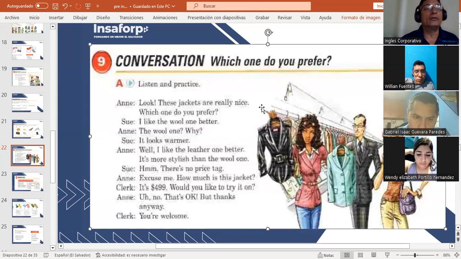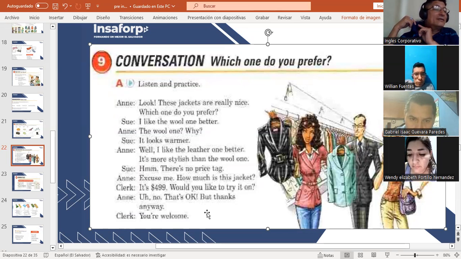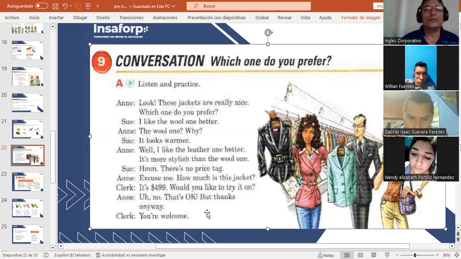Okay. Any other question? What is the meaning of there is no price tag? There's no price tag. When you buy a shirt, a blouse, a dress, anything, it has a price tag. Yeah. La viñeta. The price. El precio. La price tag. El tag es la viñeta. Okay, thank you. You're welcome.